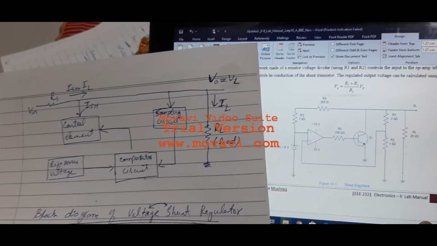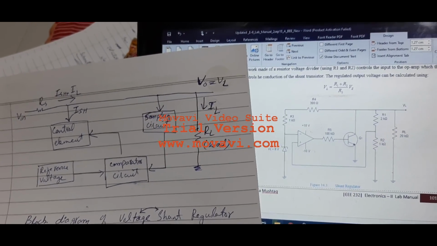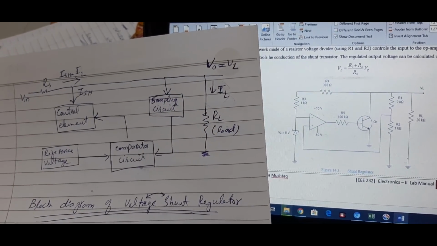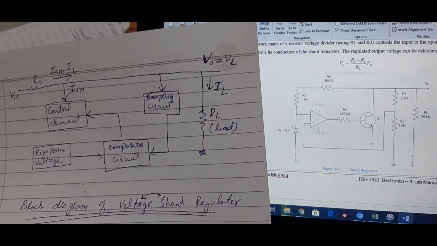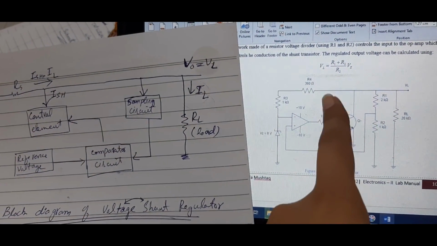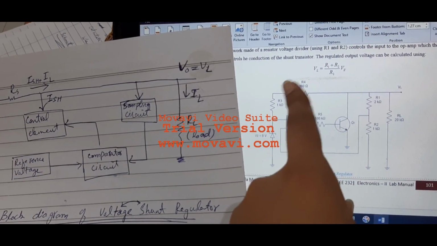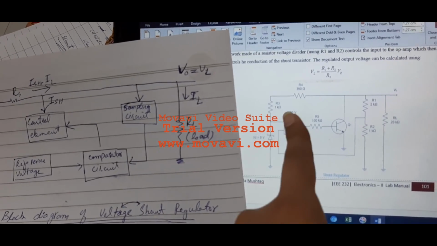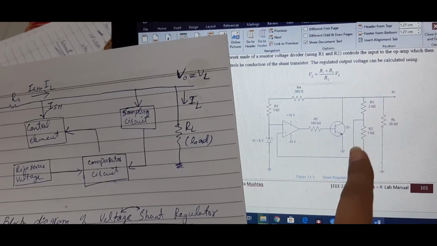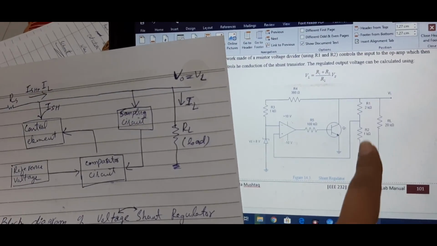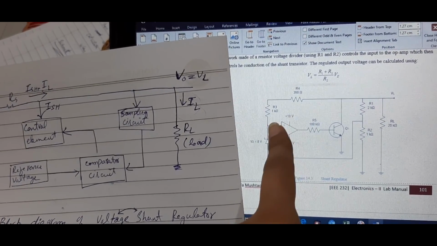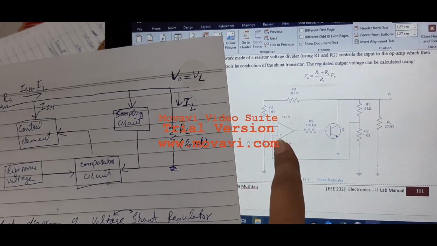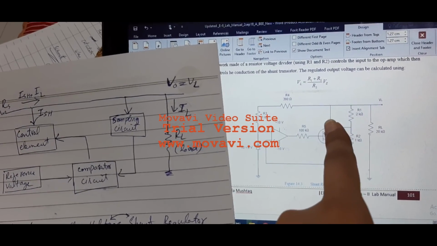This is circuit diagram 14.3, which we will use in our lab task. If we compare it with the block diagram, you can see that this resistor is the control element, which controls the current given to the load. Then this is the comparator circuit, and here are the sampling resistors R1 and R2, which give a feedback signal to the comparator, and the Zener diode acts as a reference voltage, and it compares here and sends a control signal to the control element.